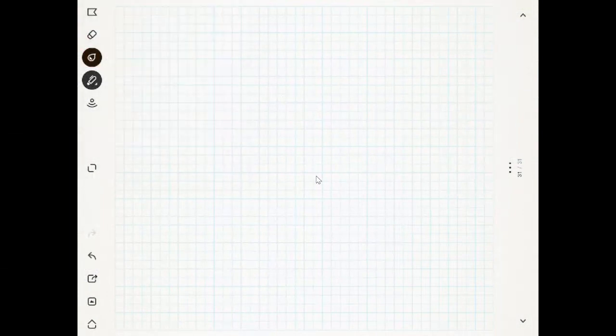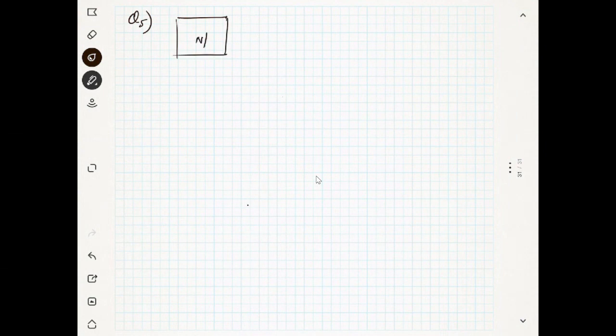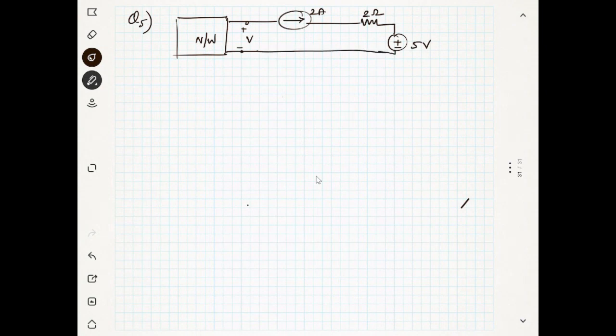And next question, number 5. So there is a network like this, and you have the voltage between these two nodes, it is V, and you have a current source which is 2 ampere, and this is 2 ohm resistance. Okay, 2 ohm resistance, and this is 5 volt. Now what is V?